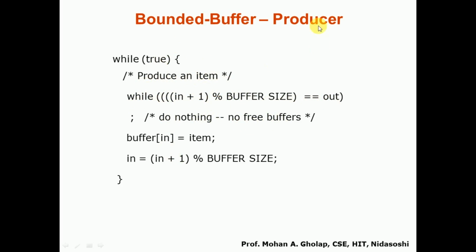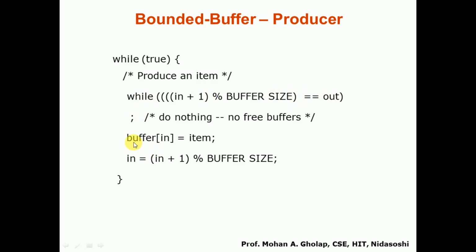Because the producer will be producing an item and writing that item to the buffer. But when you want to store an item in the buffer, the buffer should have a free space. So before you put that item into the buffer, you have to check whether the buffer is full, and the condition to check that is if (in + 1) % BUFFER_SIZE is equal to out, the buffer is full. If the buffer is full, you cannot do anything, so you simply wait until space is created in the buffer. Once this space is created, this condition will be false.